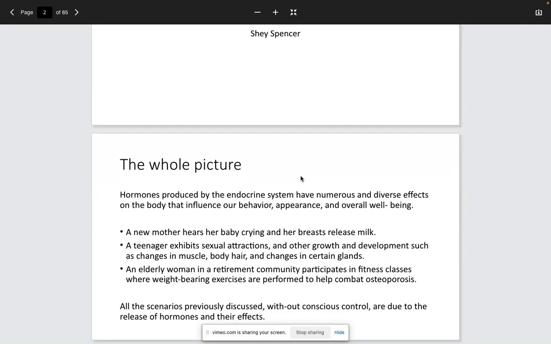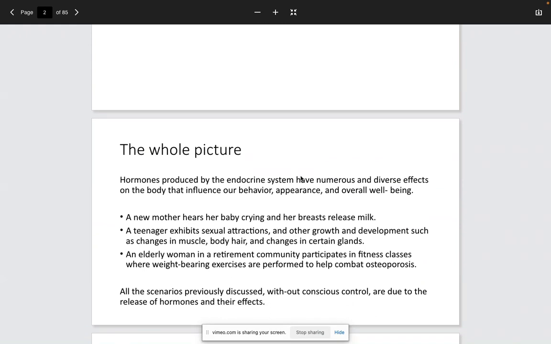So, looking at the whole picture here, hormones are a type of substance that's produced by the endocrine system. They have numerous and diverse effects on the body. So, hormones are going to be responsible for, for example, whenever a new mother hears her baby crying, her breast is going to release milk, and that occurs through a hormone that we'll discuss later on called oxytocin.